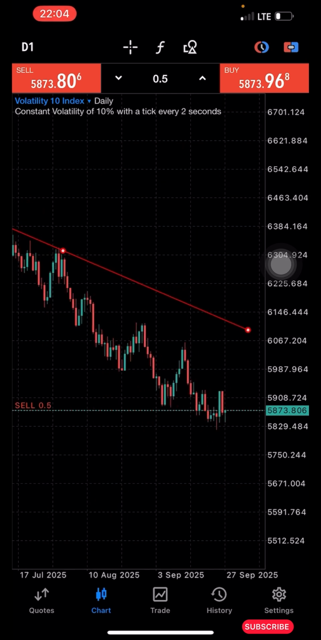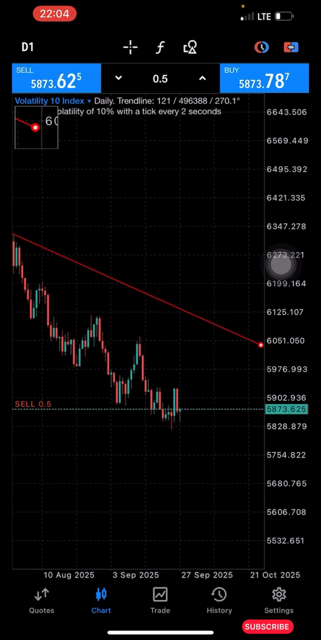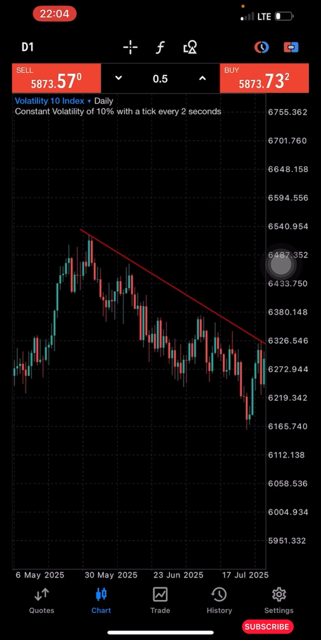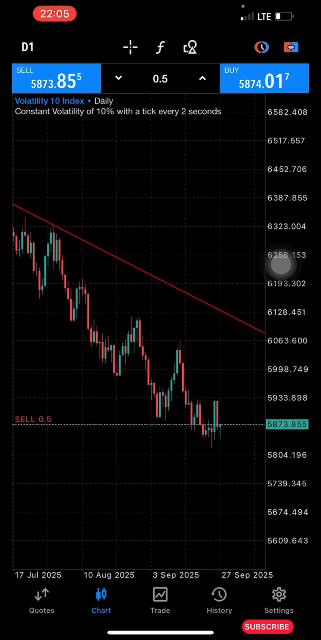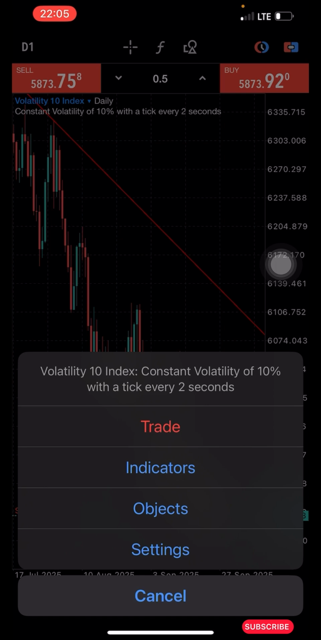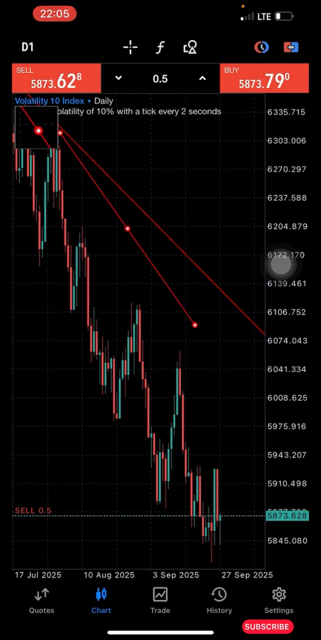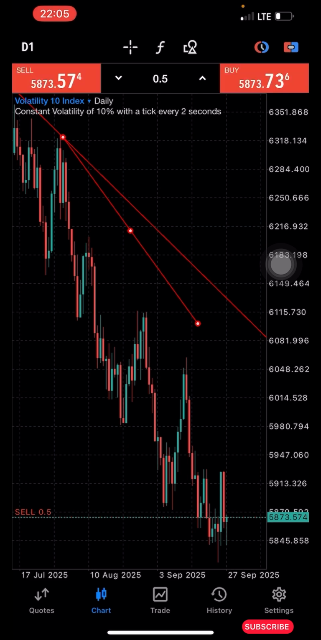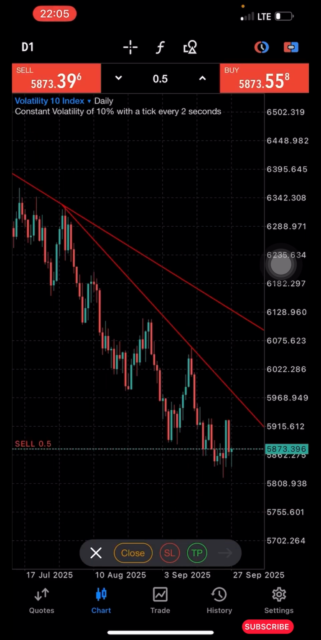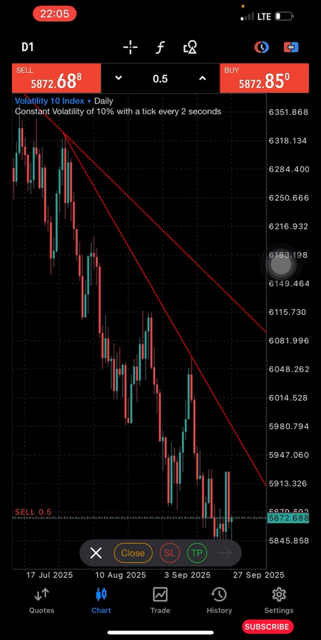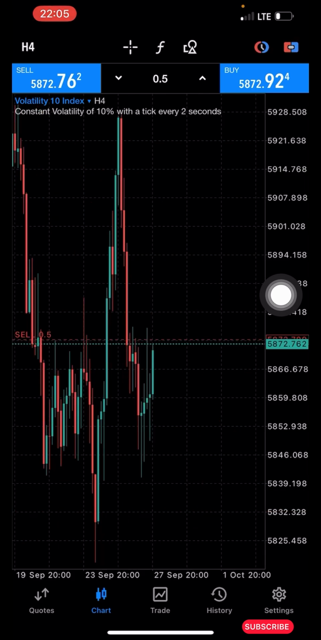Now, as you can see, this is kind of showing us a downtrend movement. So I'll be putting in another trend line again in order to match up with the price very well. As you can see, price is kind of in a downward movement right now. So I'll be stepping down to the 4 hour time frame.